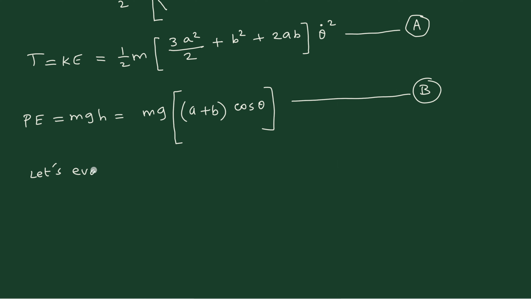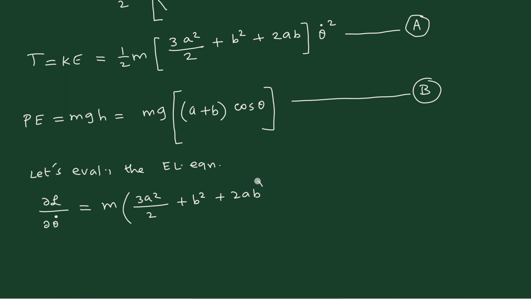So let us evaluate the Euler-Lagrange equation. Which means that we will calculate ∂L/∂θ̇. Equal to this, you differentiate, I will be getting m times (3a²/2 + b² + 2ab), and that's all. So the differentiation is also simple, and one derivative is over.